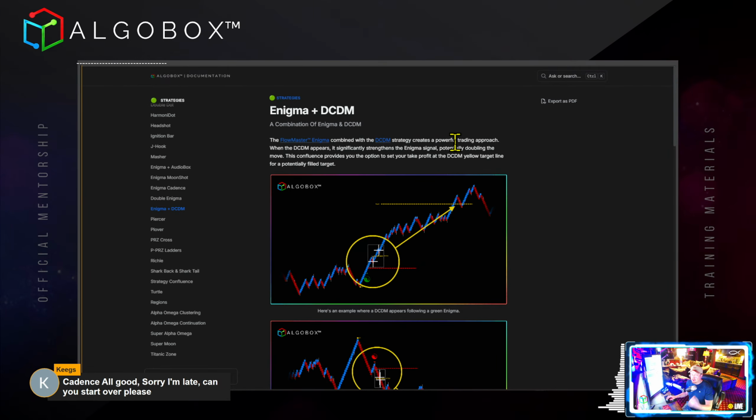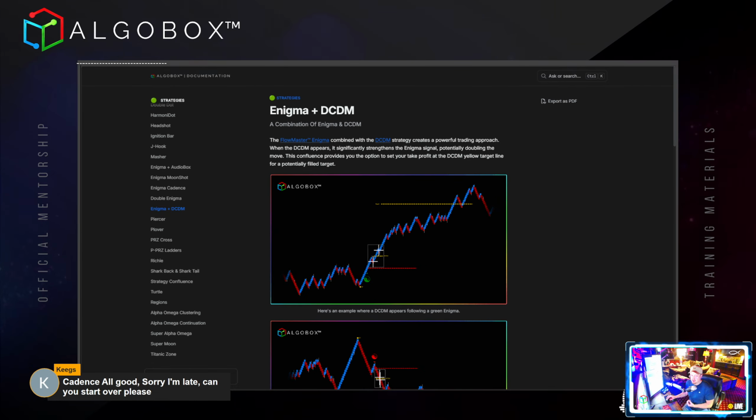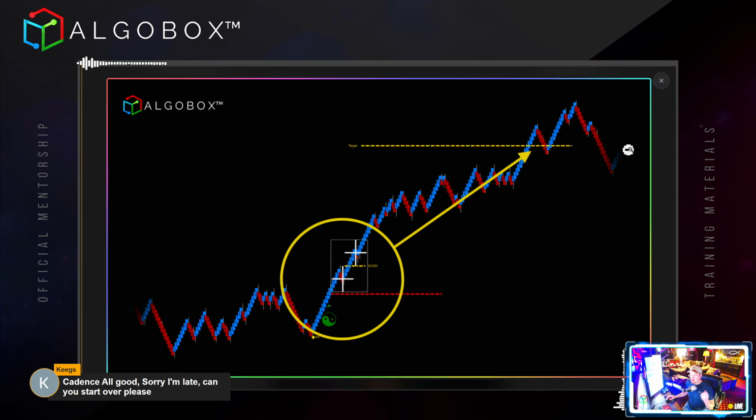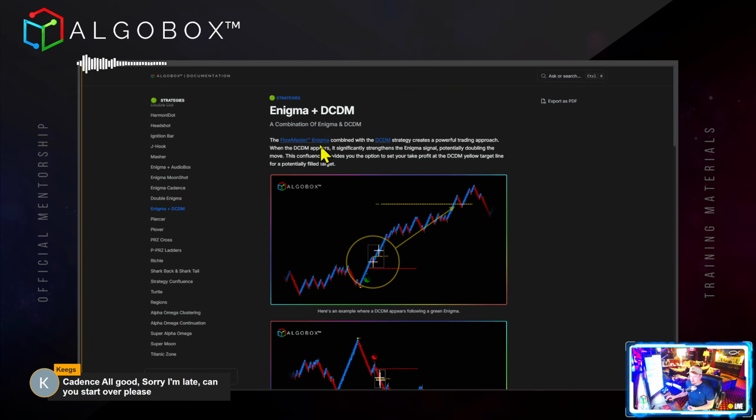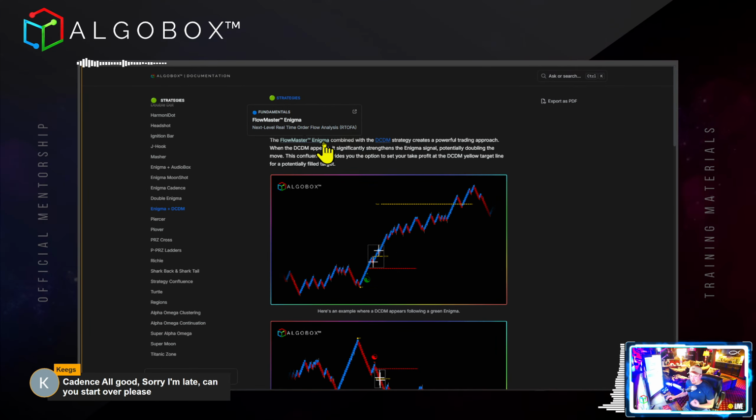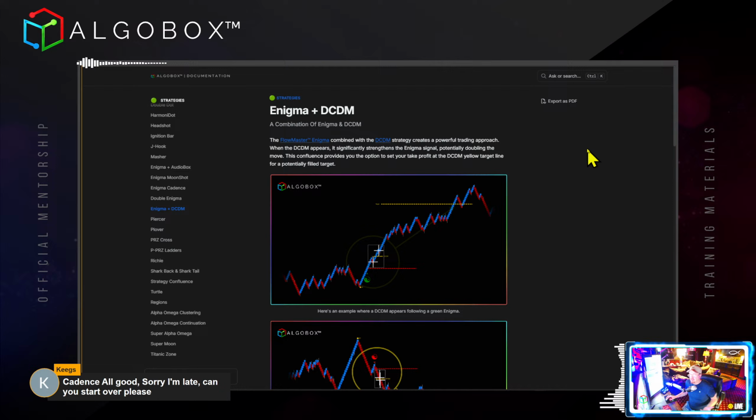All right, back to the Enigma DCDM. This is one of the most powerful setups in our arsenal. Listen to me very closely. If you traded nothing else but this, I would challenge you to go backtest this and see how big you can get on just this strategy alone. This is the Enigma plus double cross, double move, which are, first of all, my favorites by themselves individually, and these in combination with one another.